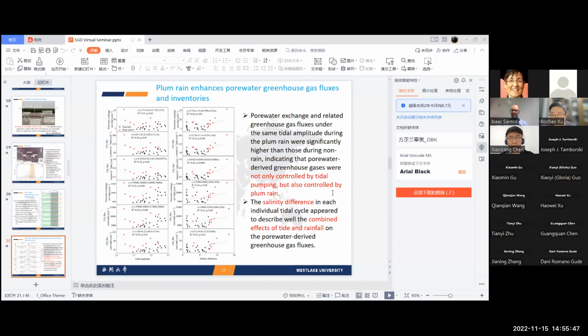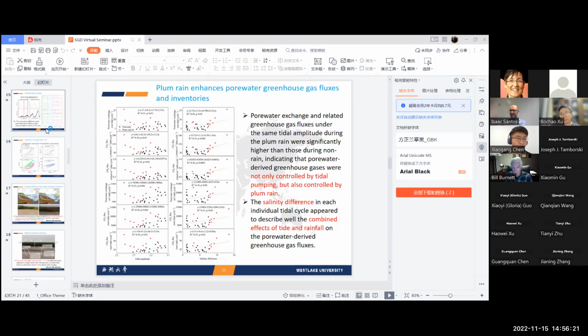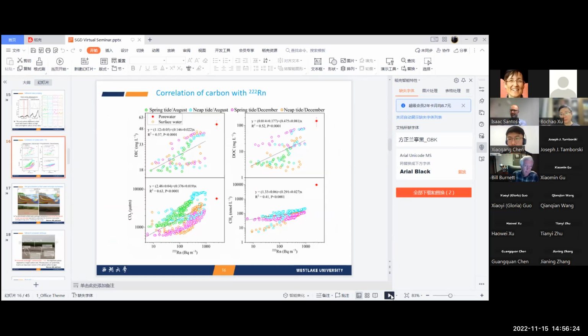Okay, there's a question from Bill Burnett. His question is about the plots of radon versus different carbon forms. Hi, thanks. Very impressive data set and very nicely presented too. Could you show that slide? You had some XY scatter plots of radon versus different forms of carbon, CO2, methane, etc. Yeah, that's it.